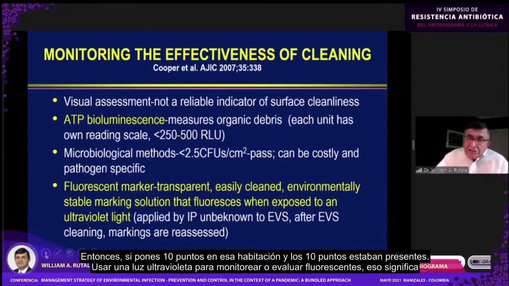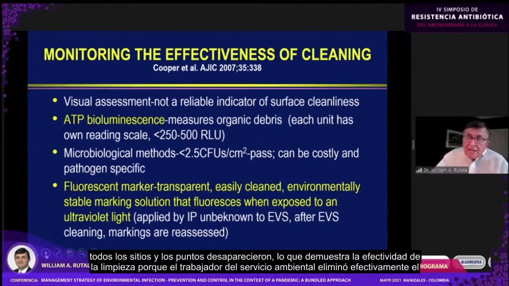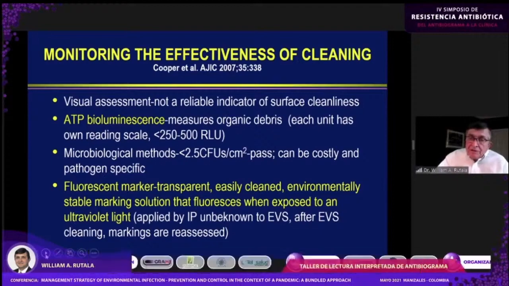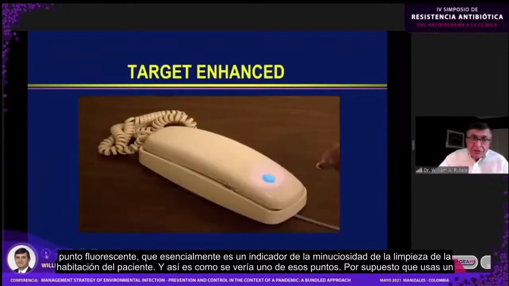So if you put 10 dots in that room and all 10 dots were present using a UV light to assess fluorescence, that means that it was very poorly cleaned. All the fluorescent dots remained, which means that there was not very thorough cleaning of the room. If you dotted 10 sites and the dots were all gone, that demonstrates the effectiveness of cleaning, because the environmental service worker effectively removed the fluorescent dots, which is an indicator of thoroughness of cleaning that patient room.